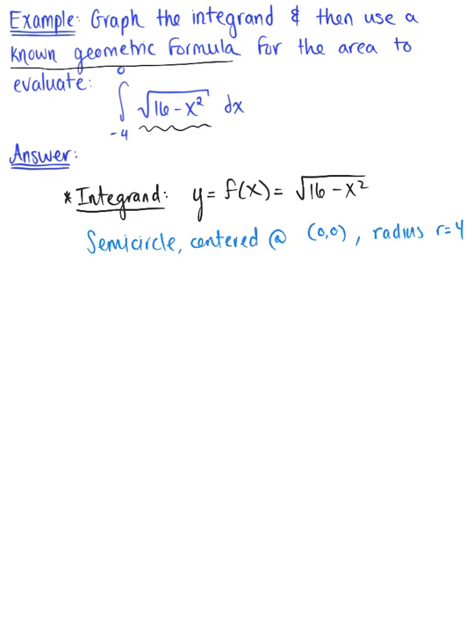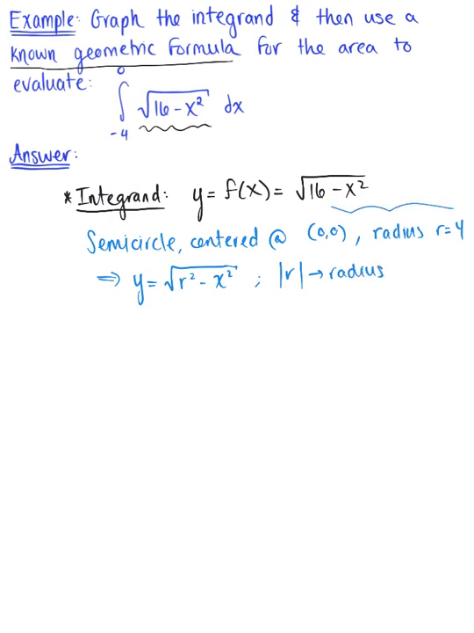And if you didn't recognize that, just so that you know for the future, in general, we define a semicircle as y, or f of x, is equal to the square root of r squared minus x squared. And this is where the absolute value of r is the radius.